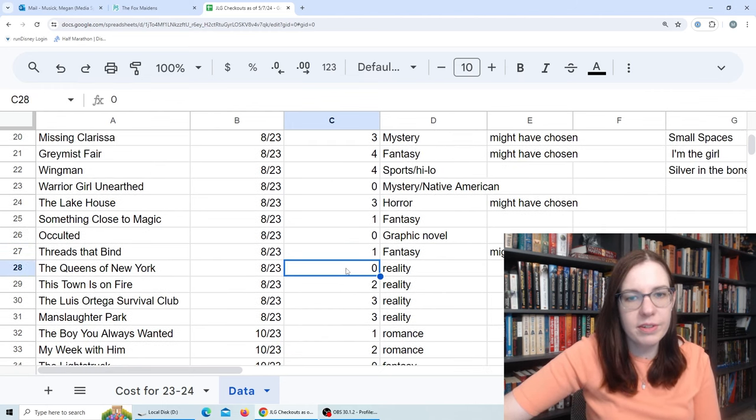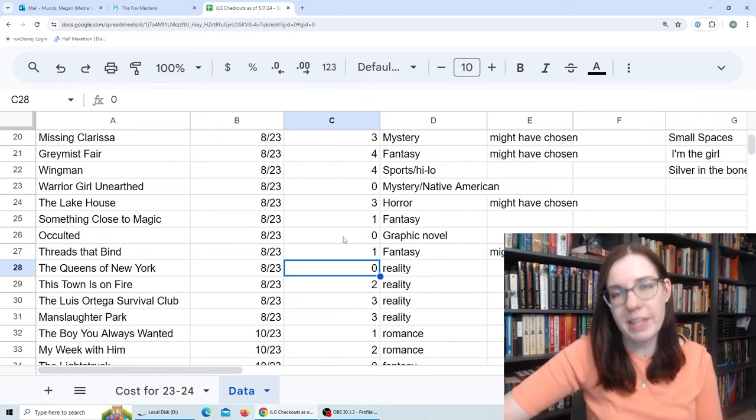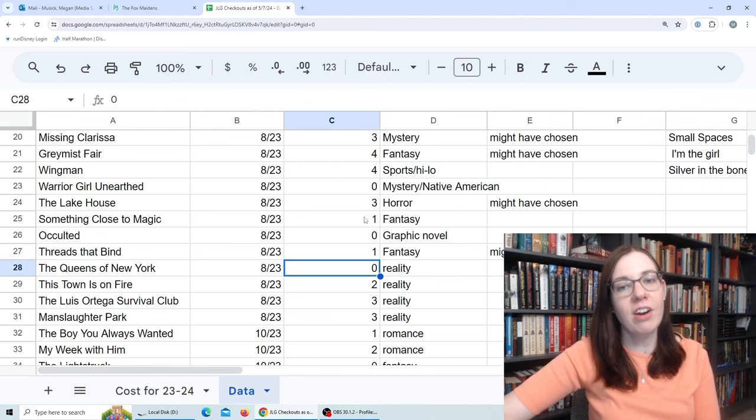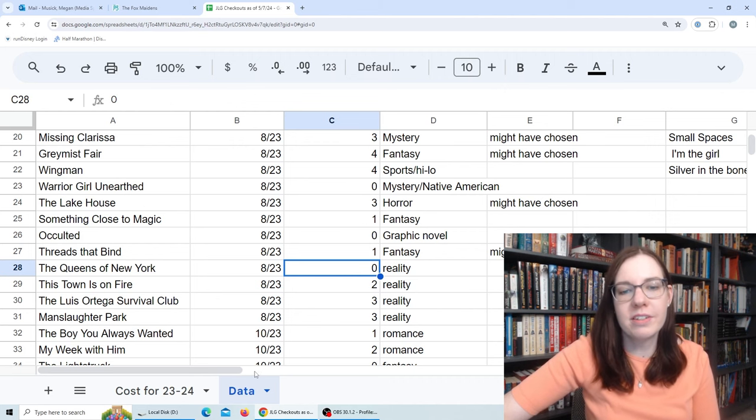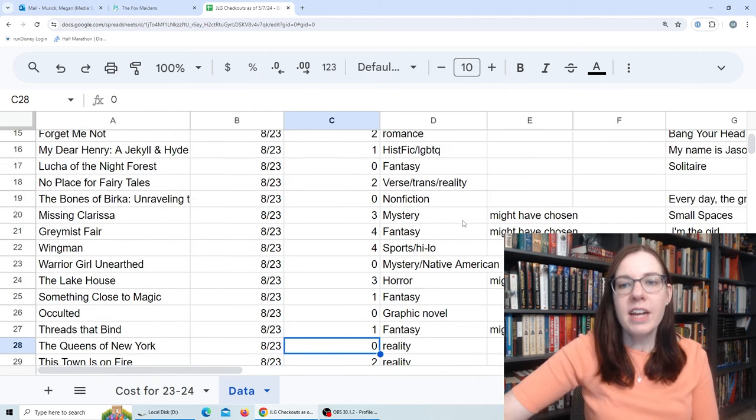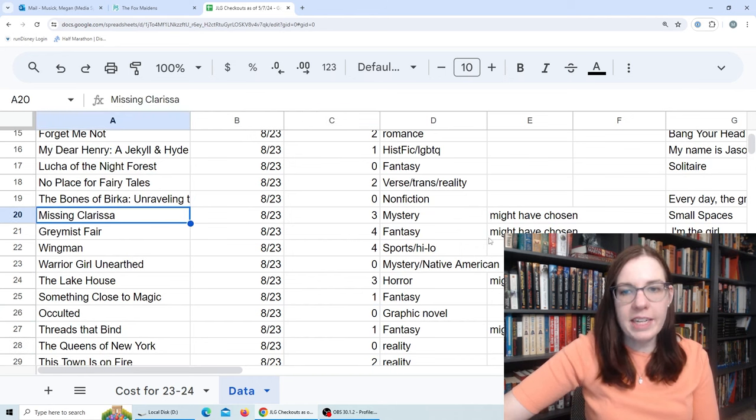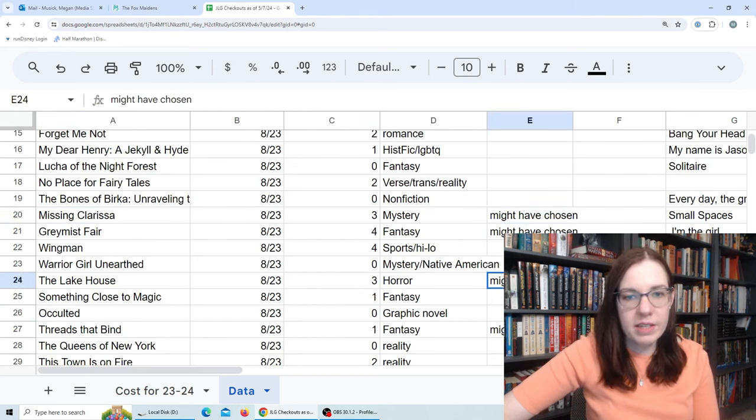Zero, zero, zero. If I'm paying $22 apiece for these books, I want them to be checked out, and I don't want to have to weed them in a few years thinking, oh, that one wasn't ever checked out. That's just a huge waste of money. Now, in their defense, this one, this one, this one, and this one I might have chosen myself anyway because I thought they looked really good for our library.